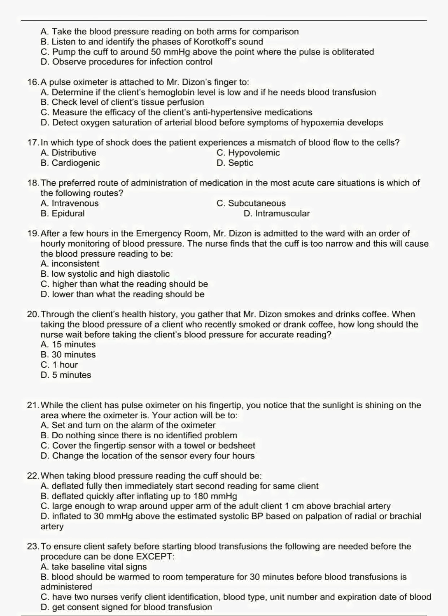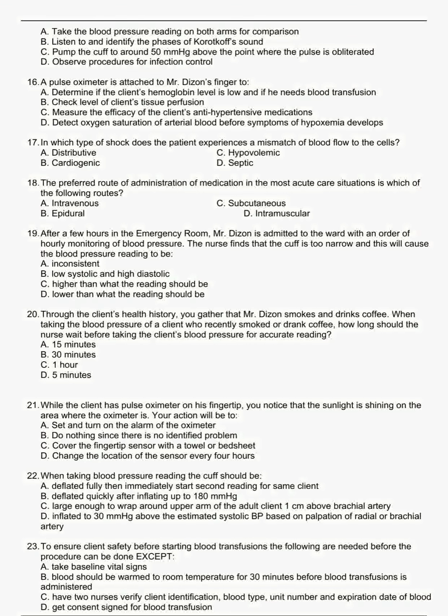22. When taking blood pressure reading, the cuff should be: A. Deflated fully, then immediately start second reading for same client. B. Deflated quickly after inflating up to 180 millimeters of mercury. C. Large enough to wrap around upper arm of the adult client 1 centimeter above brachial artery. D. Inflated to 30 millimeters of mercury above the estimated systolic BP based on palpation of radial or brachial artery.